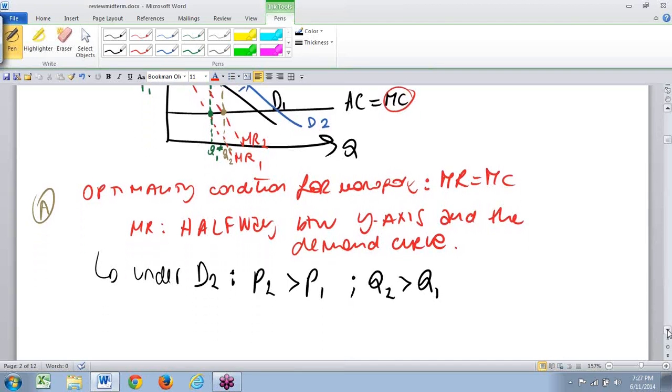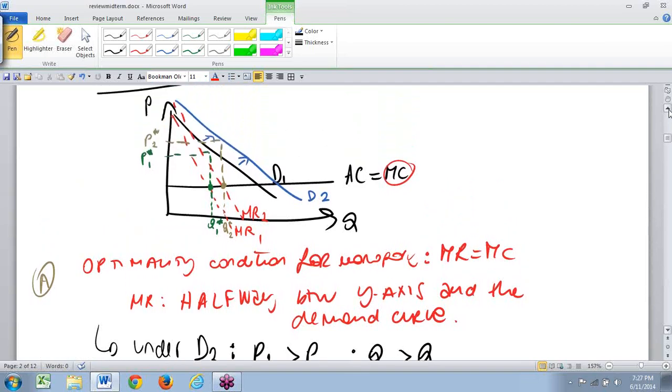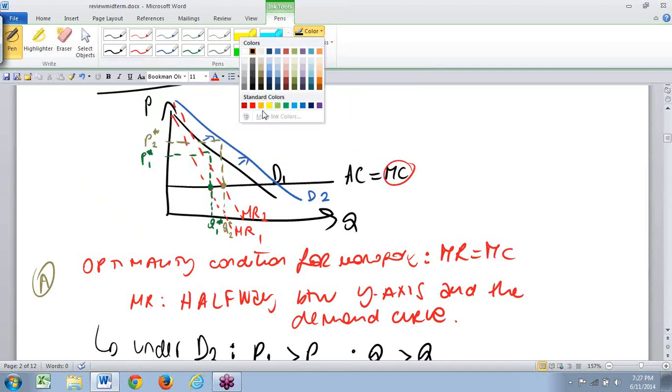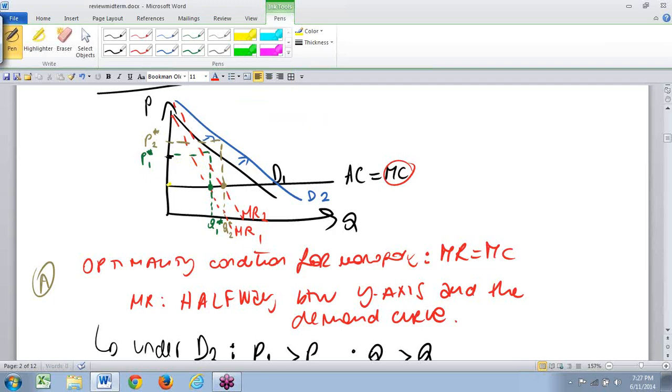So now, how do we find the profits? Profits, remember, are equal to price minus average cost times the quantity, okay? So let's go back to the graph and see what the profits are under demand 1 and 2. Profits under demand curve 1 are price P1 minus average cost, that is this, times quantity Q1. So this area is the profits under demand curve 1.